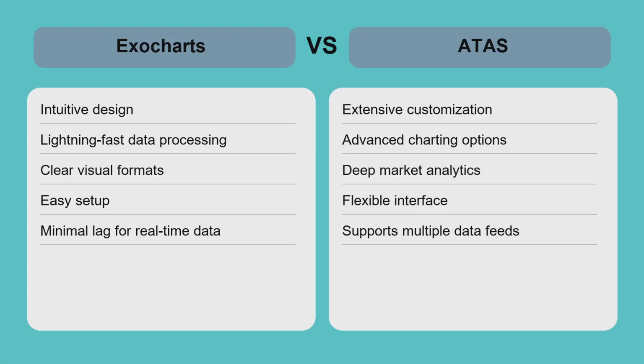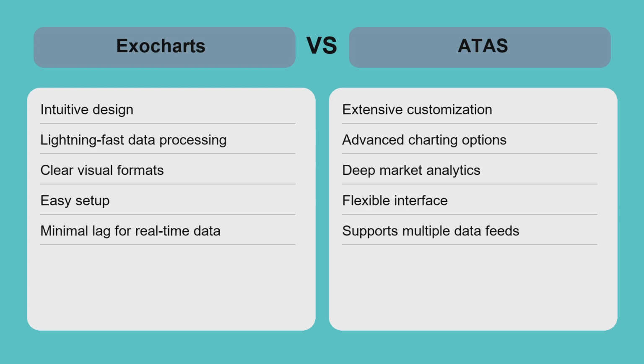Comparing ATAS and Exocharts, ATAS stands out for traders needing detailed volume analytics and customizable footprint charts, perfect for deep market structure analysis. It suits professionals who prioritize data granularity over simplicity. Exocharts, on the other hand, offers a cleaner, more intuitive interface that speeds up decision-making, ideal for traders who value clarity and quick interpretation. In real-world scenarios, ATAS may require more setup time but rewards with in-depth insights, while Exocharts provides faster access to key order flow signals with less complexity.